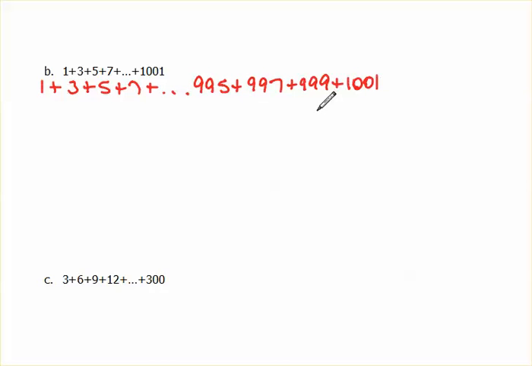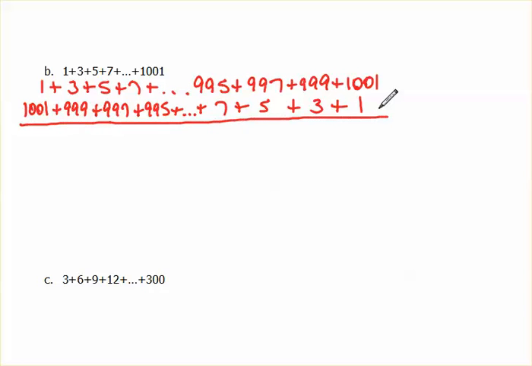Okay, now I'm going to rewrite it right here below, and this time I'm going to start at 1001 and go down to 1. So 1001 plus 999 plus 997 plus 995 plus dot dot dot plus 7 plus 5 plus 3 plus 1. So now I'm going to have twice as many pairs as I should have, but that's okay. At the end, we can just divide it by 2 to figure out what our true sum should be.